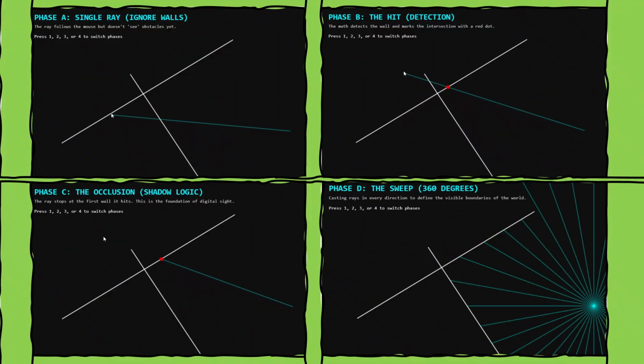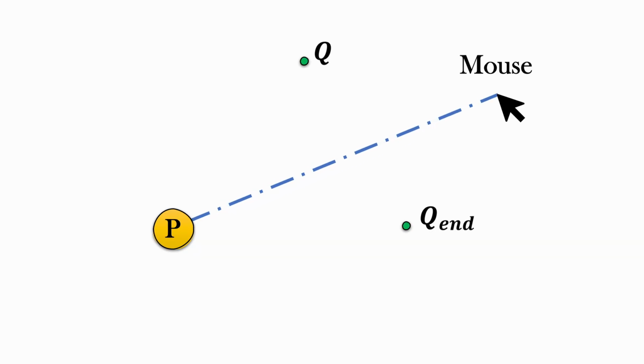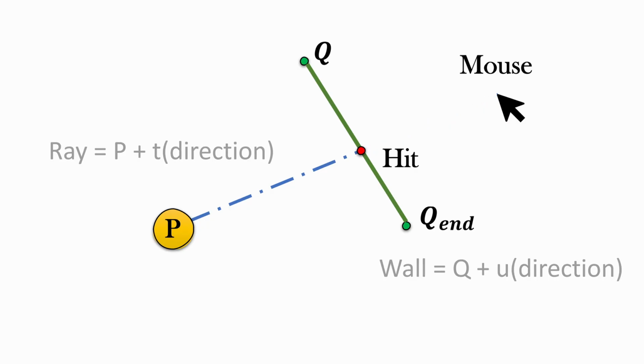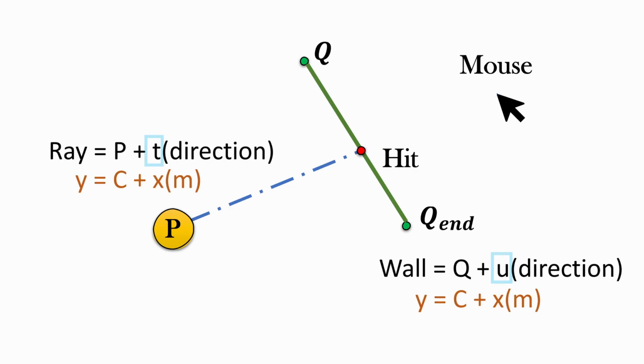Raycasting is just a fancy term for a single geometric question. Where do two lines cross? Imagine our light source is at point P. We shoot a ray toward point mouse. At the same time, we have a wall defined between point Q and Qn. To find the hit, we represent both as linear equations. We are looking for two specific values, T and U.